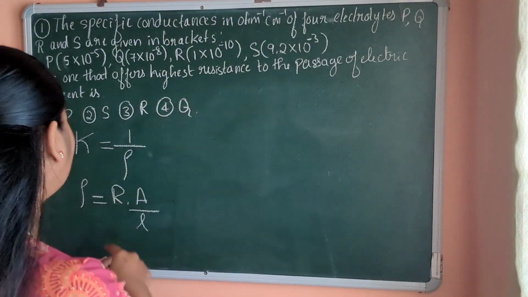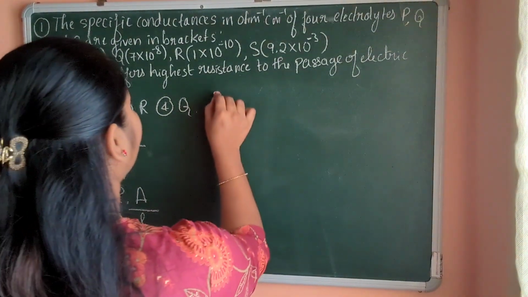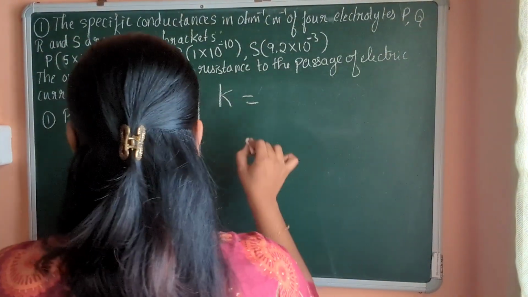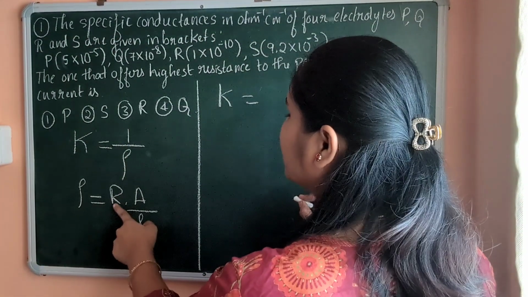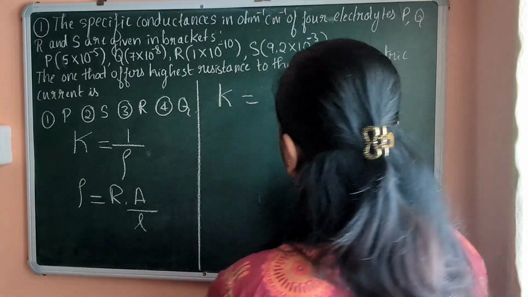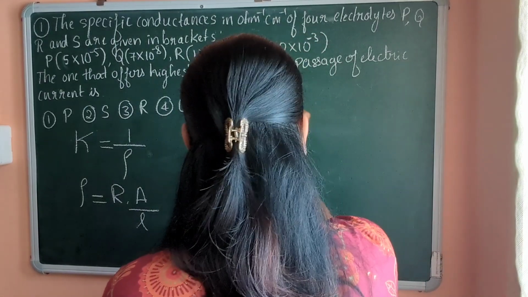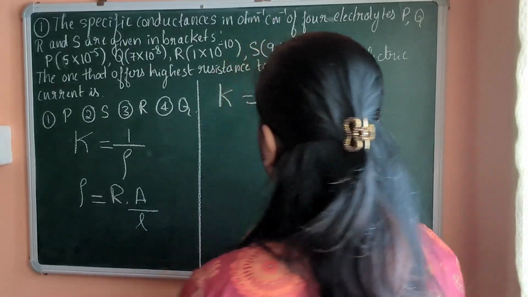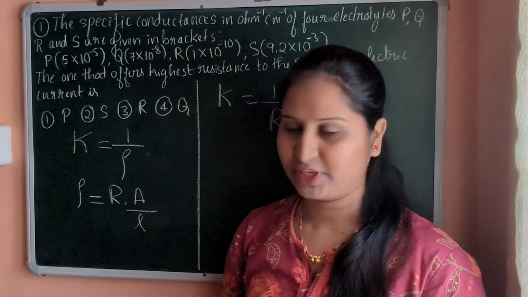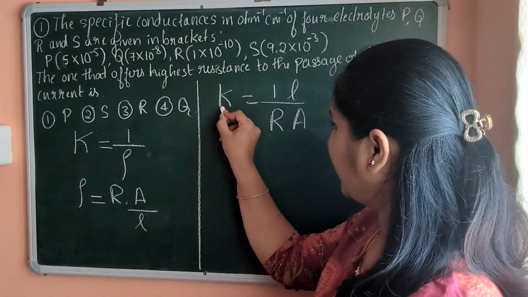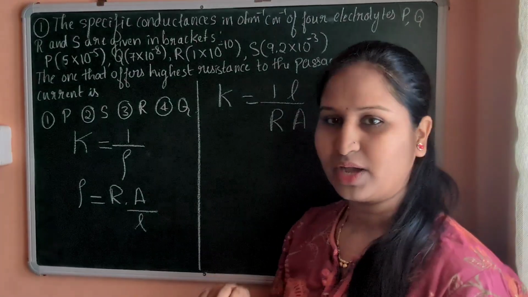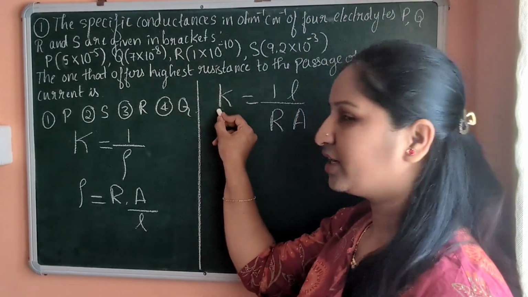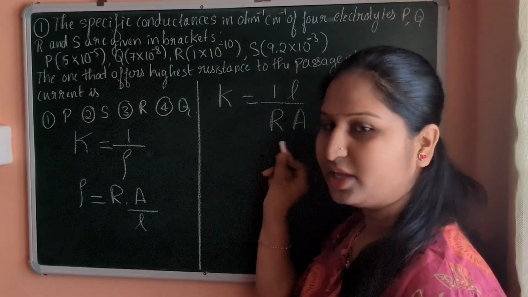Okay. So let me substitute that value here. Here K is equal to 1 by rho. What is the value of rho? R into A by L. So it is nothing but 1 by R, into L upon A. This is the formula I am taking. Here you can observe K is inversely proportional to R. What is K? K is the specific conductance. Specific conductance is inversely proportional to the resistance.